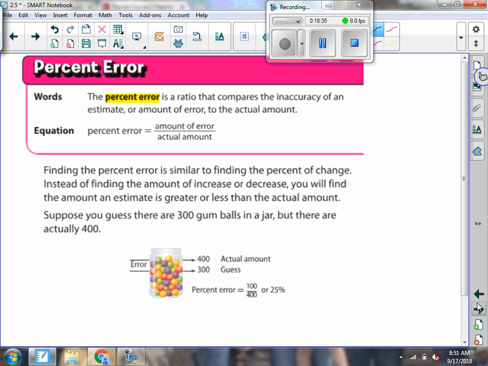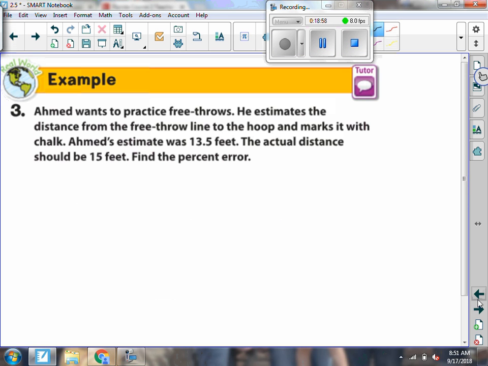Okay, copy this down. Percent of error. The percent of error is a ratio that compares the inaccuracy of an estimate or amount of error to the actual amount. So this is very similar to your percent of change. You're looking for your amount of error, your difference between your two numbers. This time you're putting it over the actual amount, instead of the original amount.